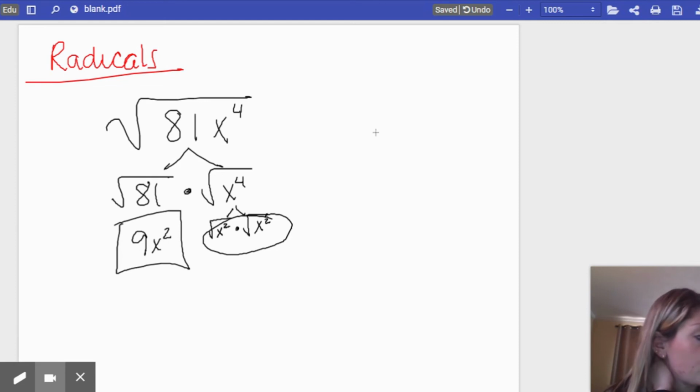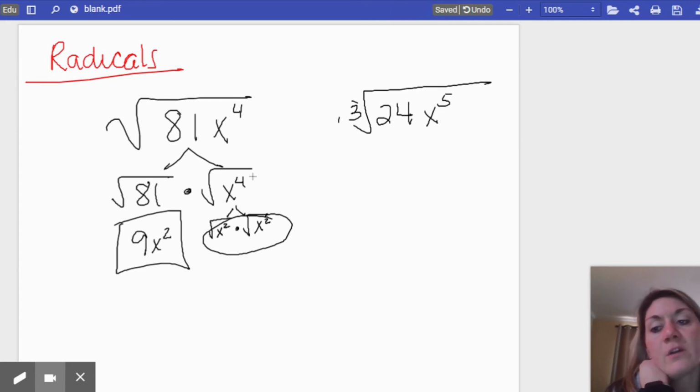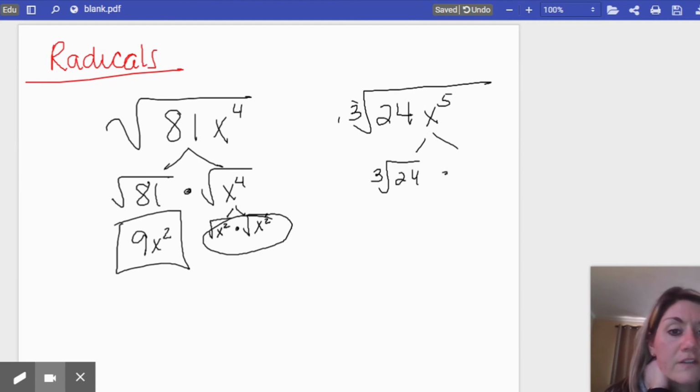Okay, well, let's do one that's a little bit different. We'll do a cube root one. So let's say we have 24x to the 5th. Now, because my index is 3, in order to take it out of the radical symbol, I need to have 3 of them. So let's start with 24. Well, let's break it up into 2 pieces first. We'll break it up into the number and then the variable, and then we'll do a little bit more. So this is the same as the cube root of 24 times the cube root of x to the 5th.